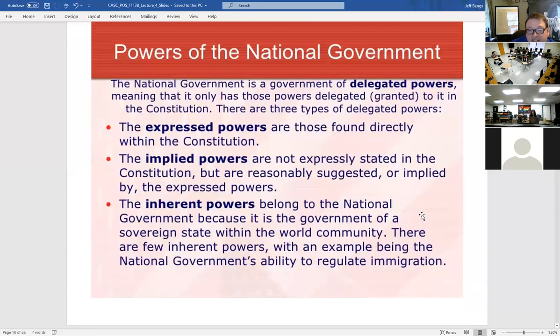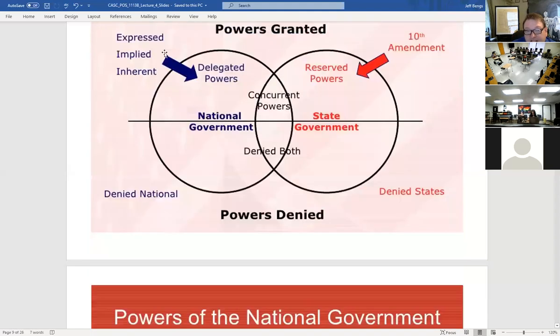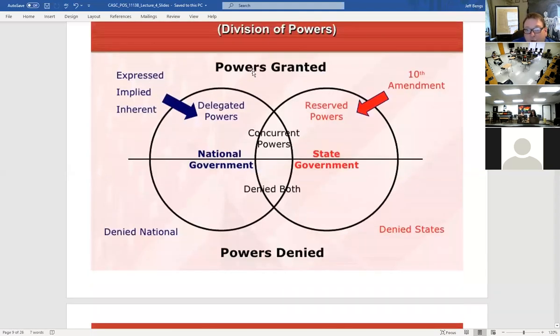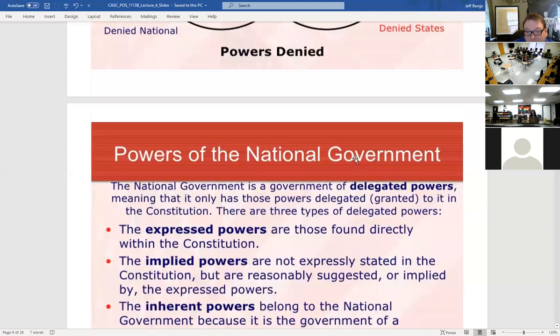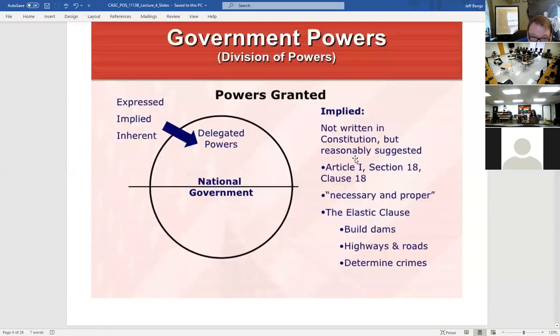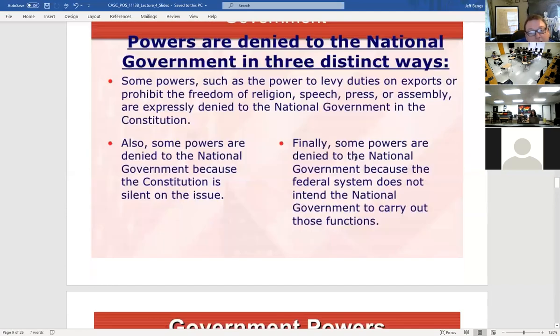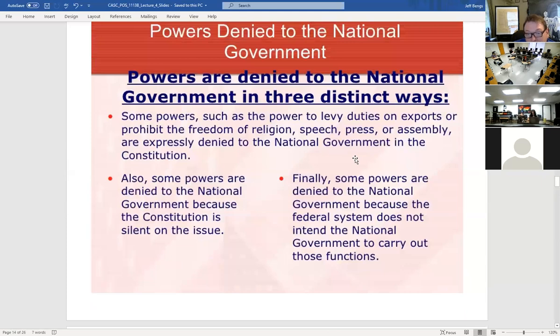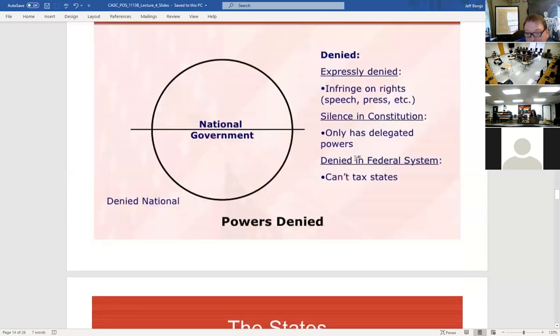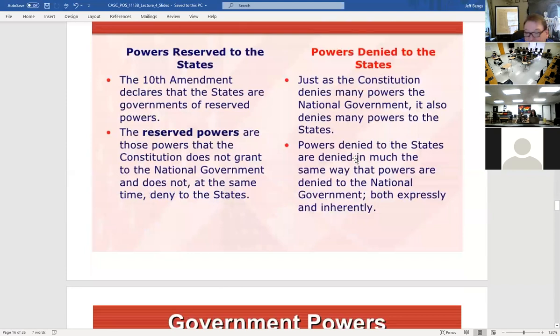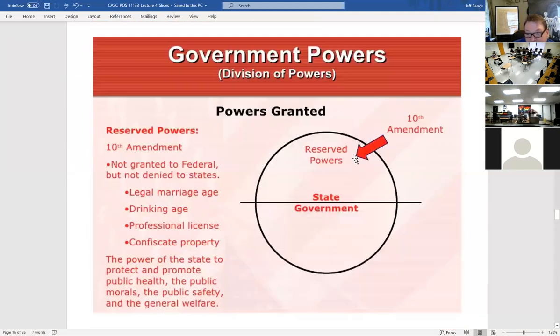So this slide presentation I'm going to put up today. Make sure you read through the rest of these slides that explain all these powers: expressed, implied, inherent, 10th Amendment, denied, concurrent powers. They're all explained in the rest of these slides. I'm going to let you look through those so that we can jump into finishing chapter 2 on Friday and get into chapter 3.